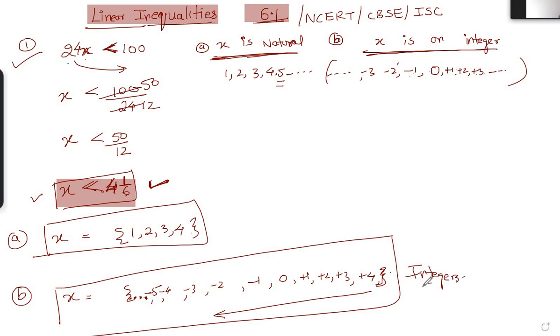Correct. So you already know integers mean both sides of 0: on the right side all positive integers, and on the left side all negative integers. So I have included it, but make sure it is less than 4 1 by 6. This is the first answer. Let's do the second one.